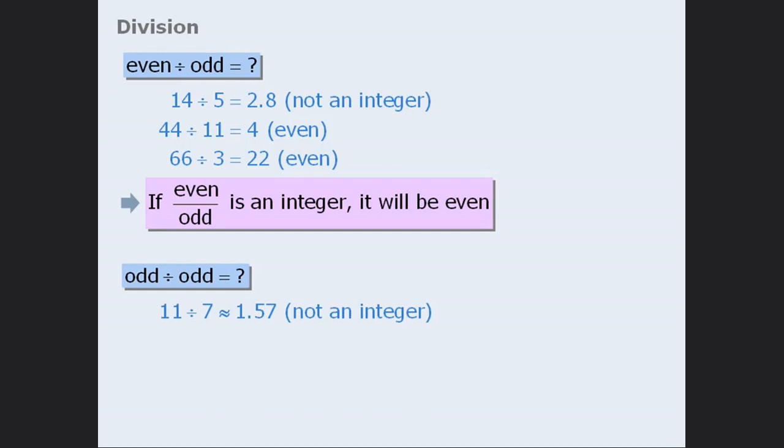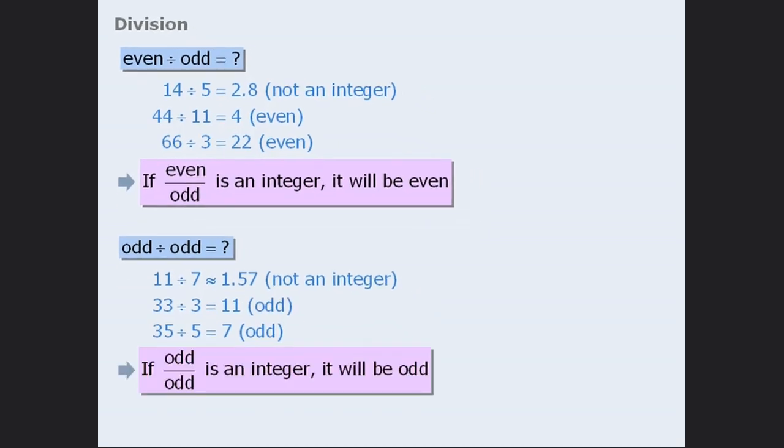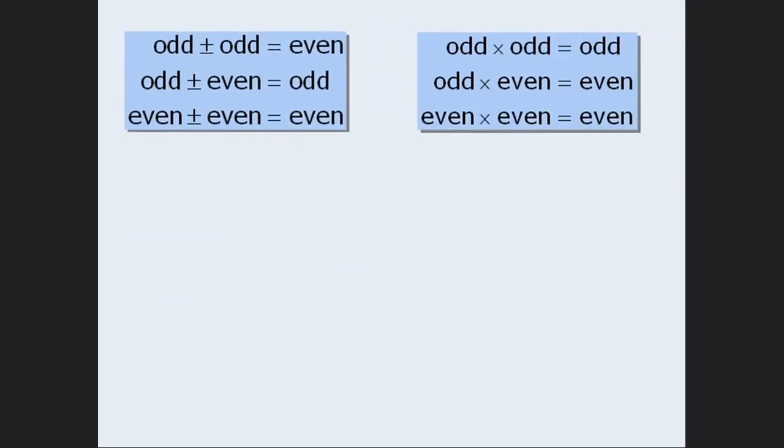Finally, what happens when we divide an odd number by an odd number? Well, sometimes we get an outcome that is not an integer. Other times the outcome is an odd integer. So we can say that if an odd number divided by an odd number yields an integer, then that integer will be odd. Okay, now let's take some of our rules and apply them.